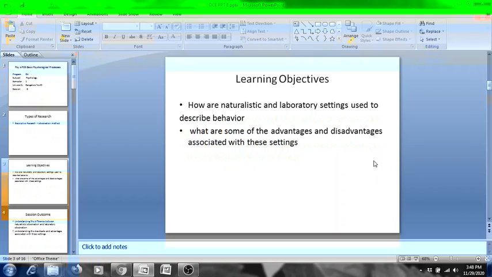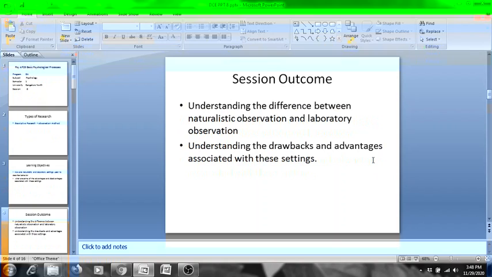Learning objectives. How are naturalistic and laboratory settings used to describe behavior? What are some of the advantages and disadvantages associated with these settings? Session outcome. Understanding the difference between naturalistic observation and laboratory observation. Understanding the drawbacks and advantages associated with these settings.